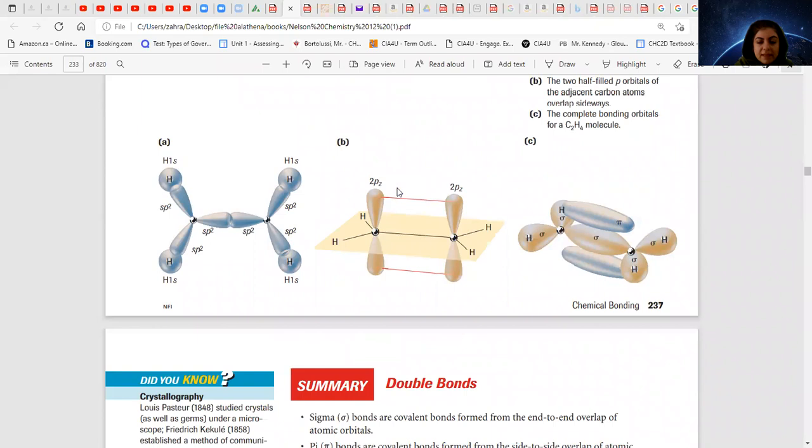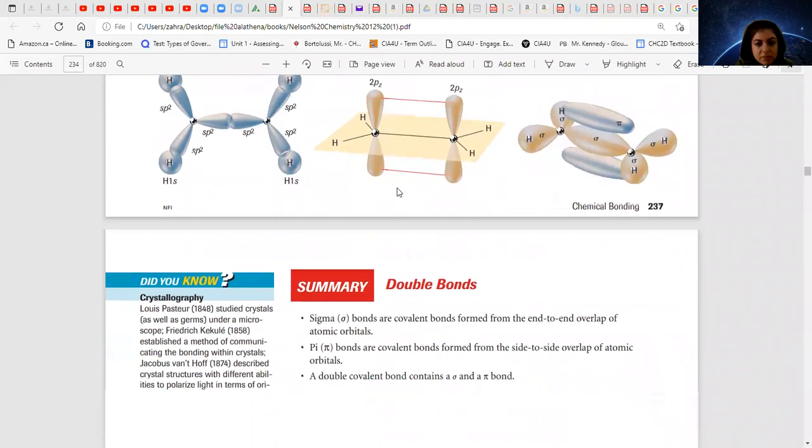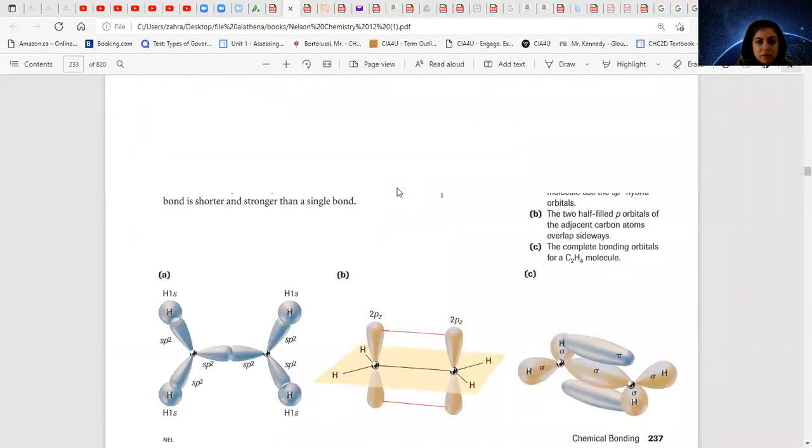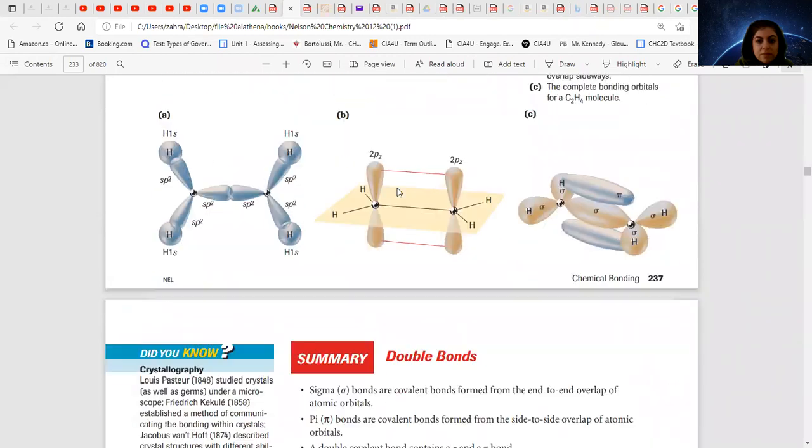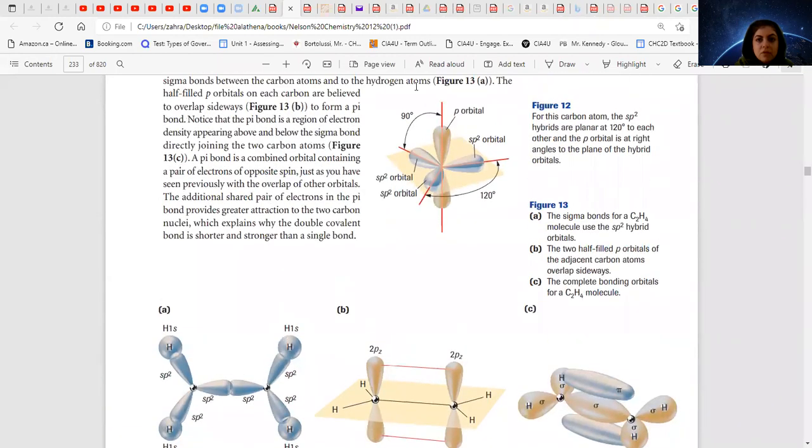So here we can have a triple bond. Okay, let me just do the triple bond as well. For the triple bond, the example is going to be C2H2. So we have 2 carbons connected to each other. We have hydrogen here and hydrogen here. There is going to be a triple bond between the carbons.